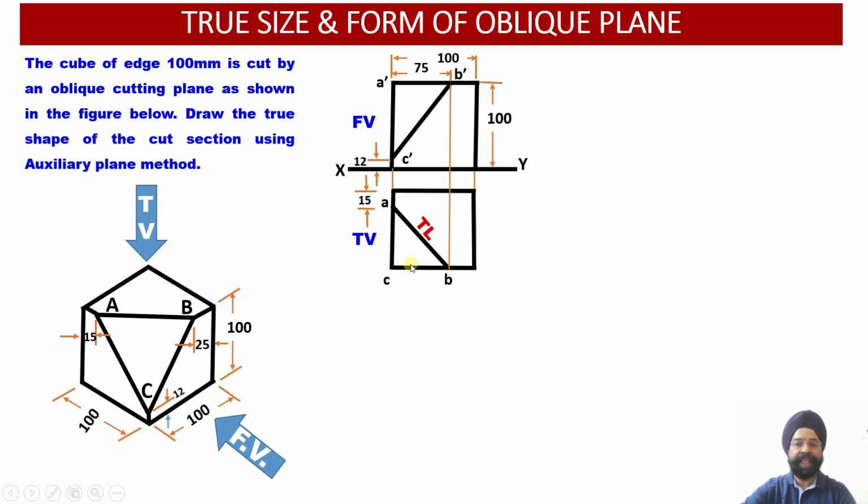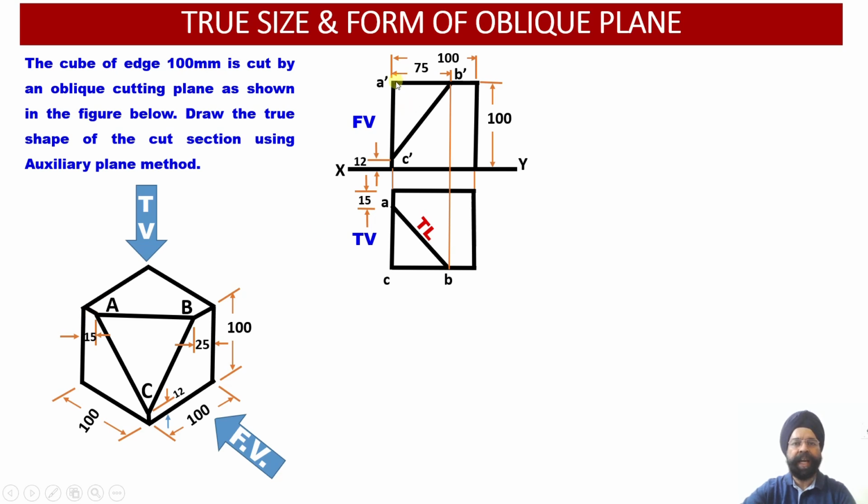Similarly, you have A, B, C. This is the top view of the sectioned plane ABC which has been obtained. Now we can see over here once again, here A dash, B dash. This is my cut portion, A dash, B dash and C dash. So here I have A, B and C.